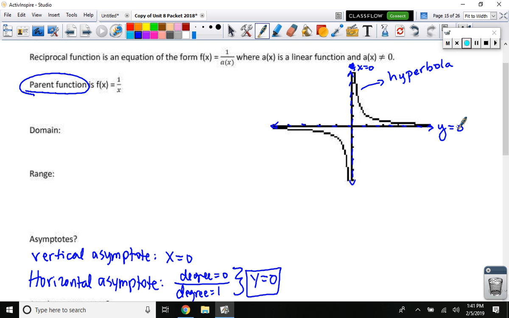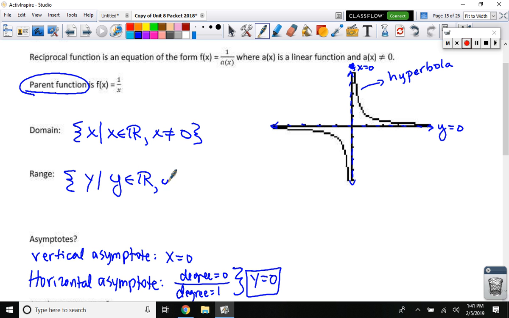What's my domain for this? Zach? All real numbers, but not equal to 0. Is it good within there? Okay, range? All the numbers. But why did we say not equal to 0?